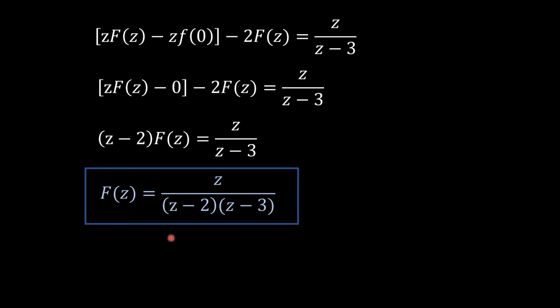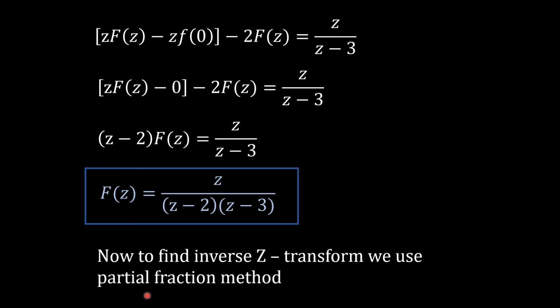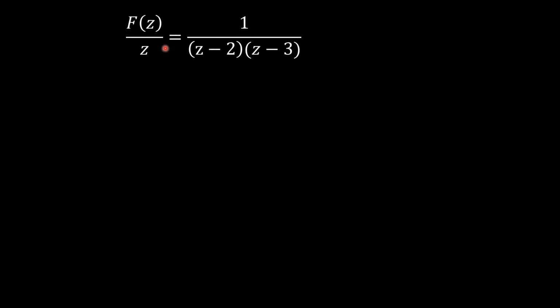Now, we want to find the inverse Z transform, for which we are going to use the partial fraction method, in which we obtain partial fractions of F(z) upon z. Therefore, F(z) upon z is equal to 1 upon (z minus 2) into (z minus 3). Get the partial fractions of this right hand side, which are 1 upon z minus 3 minus 1 upon z minus 2.